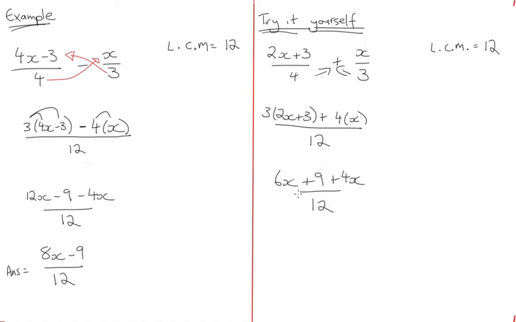Can this be tidied up? Yes, it can. 6x plus 4x is 10x, and it's plus 9, and that is over 12. And I'll just use a different color here just to highlight the answer. There's the answer, and there's the answer.